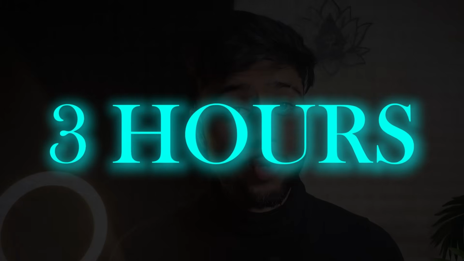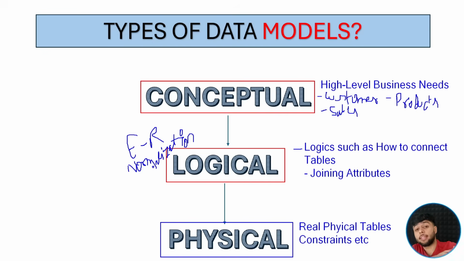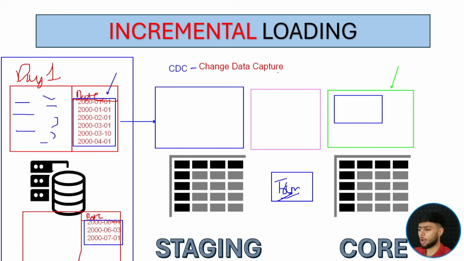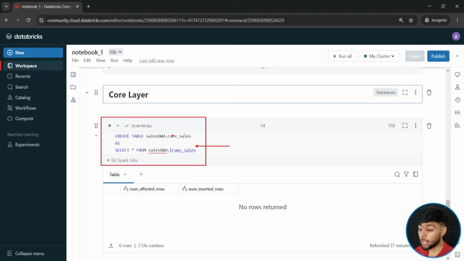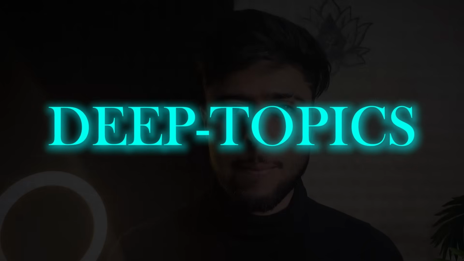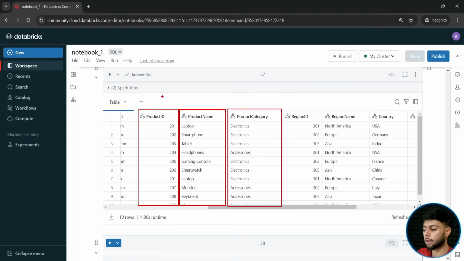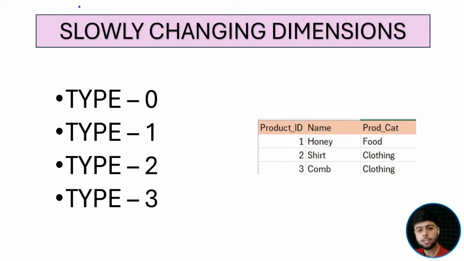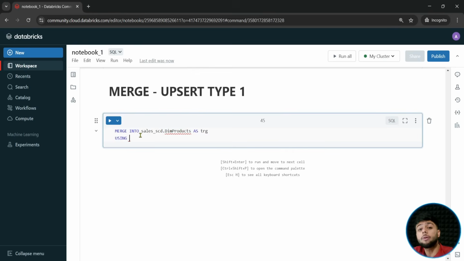So in this 3 hours long video, you will learn everything related to data warehousing from scratch, including ETL layers in data warehousing, incremental data loading, CDC timestamp, dimensional data modeling, star schema and Snowflake schema, fact tables and dimension tables. Not only this, we also want to cover some deep topics such as transactional fact tables versus periodic fact tables, what are degenerate dimension tables, difference between role playing and junk dimensions, and finally learning all the types of slowly changing dimensions and implementing it with code.